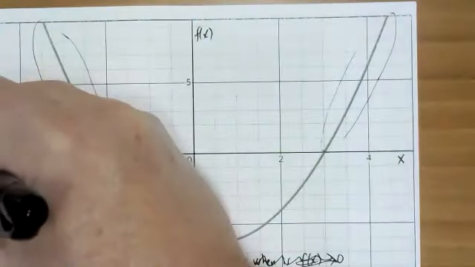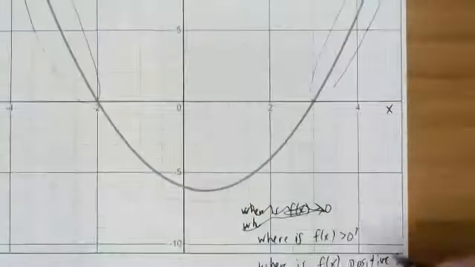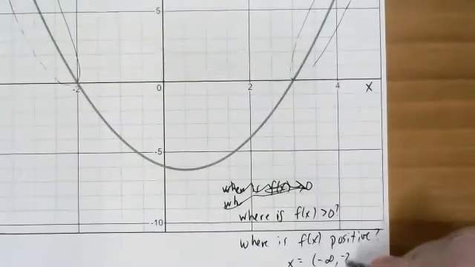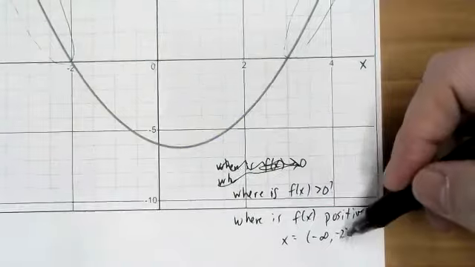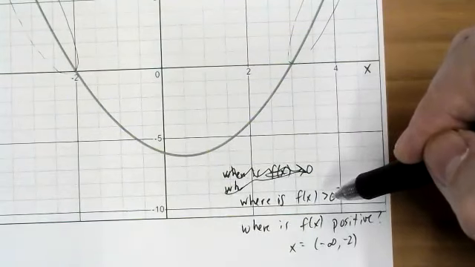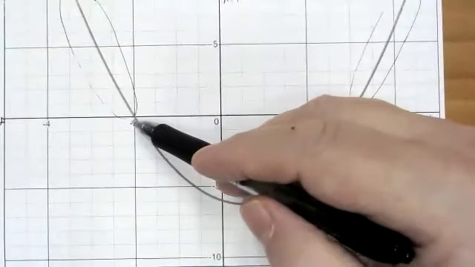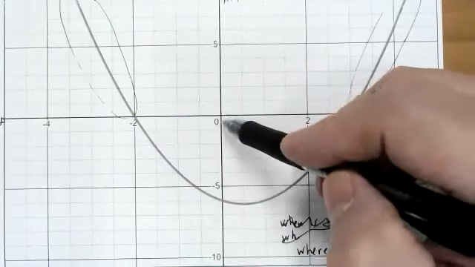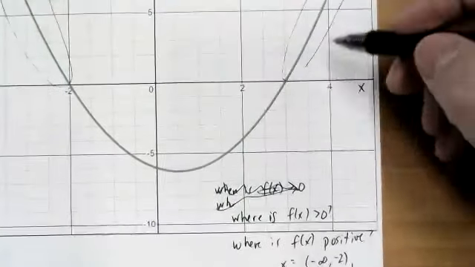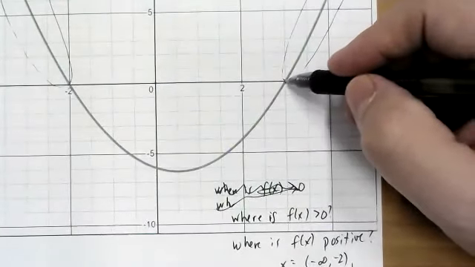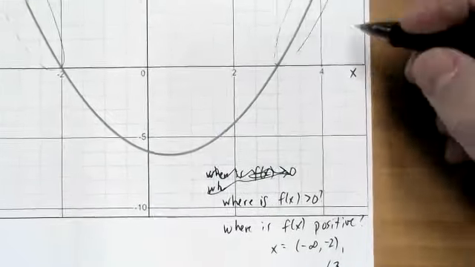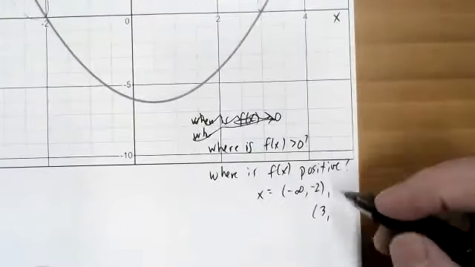Once again, smallest value, this goes on forever, negative infinity to negative 2. And negative 2 has a parenthesis because we're not going to include this point. The question is, where is f of x greater than 0 or positive? At this point right here, actually f of x is 0. So I don't want to include the negative 2. And then pick up here. This is 3. Once again, I don't include the 3. And it goes up actually to infinity.